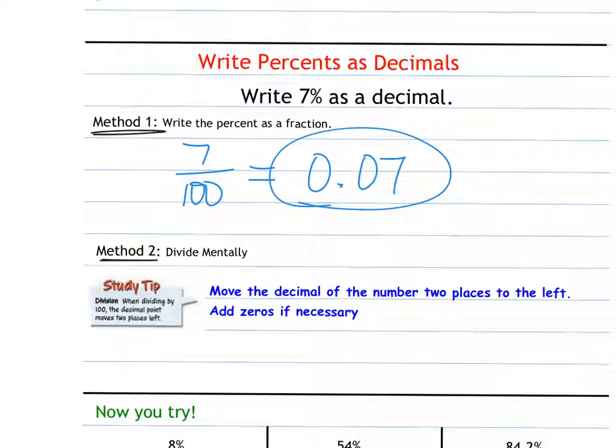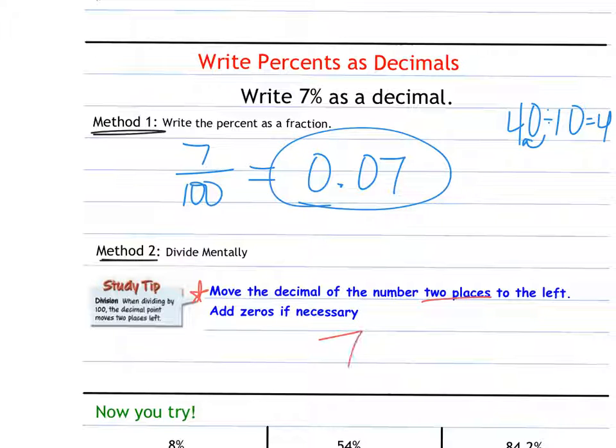The second method is to divide mentally. So when we have 7 out of 100, what we're really doing is we're taking 7 divided by 100. And anytime that we divide something by 100, well, let's start first if we were to divide by 10. Anytime we divide by 10, it moves the decimal 1 spot to the left. So let's say we had 40 and we were dividing that by 10. That equals 4, which is moving the decimal 1 spot. So if we were dividing by 100, that means that we move the decimal 2 places to the left, and then add any zeros. So if there's an empty spot, you fill it in with a 0.